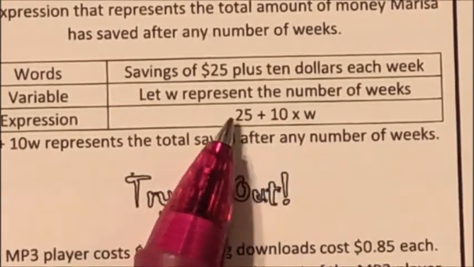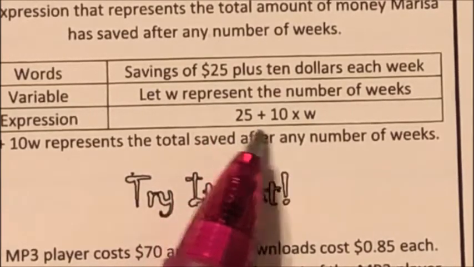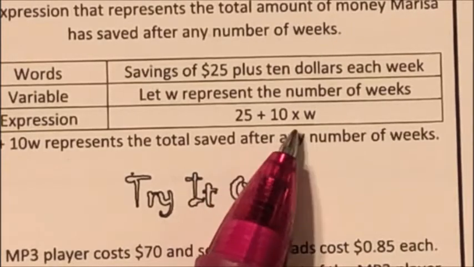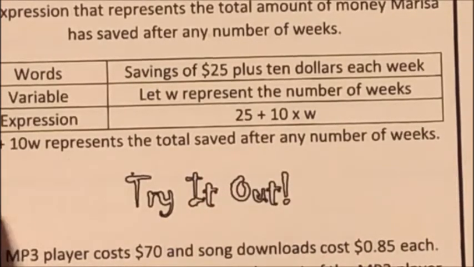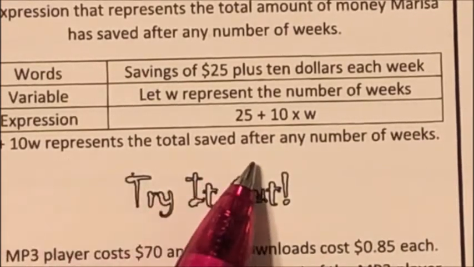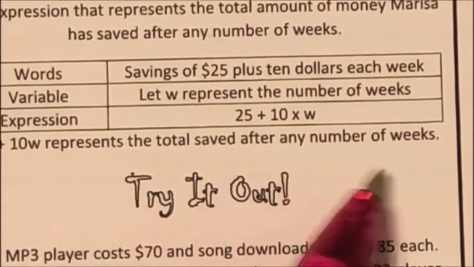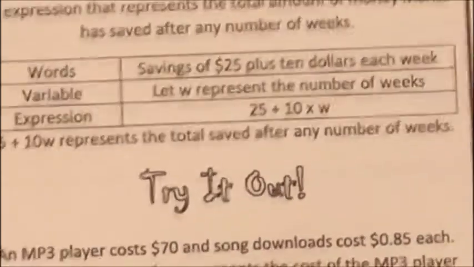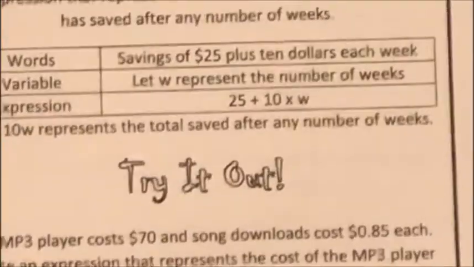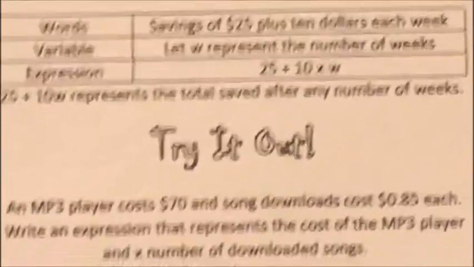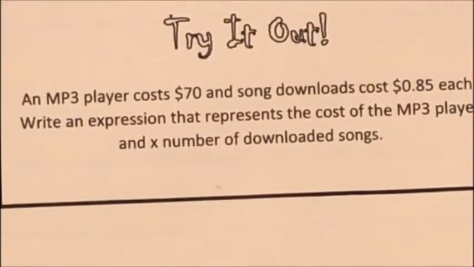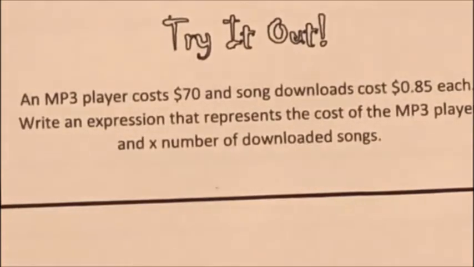So 25, because that's what she starts with, plus $10 per week. So I'm multiplying 10 times W. 10W represents the total saved after any number of weeks. So 25 plus 10W equals the total saved after any number of weeks. So go ahead and try it out. Pause the video. When you're done, we'll go over the answers together.